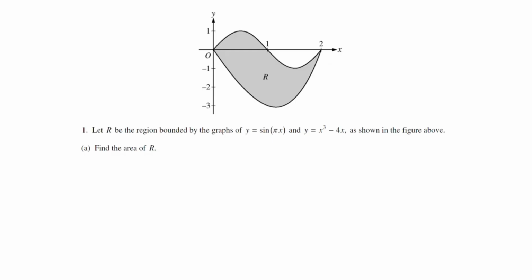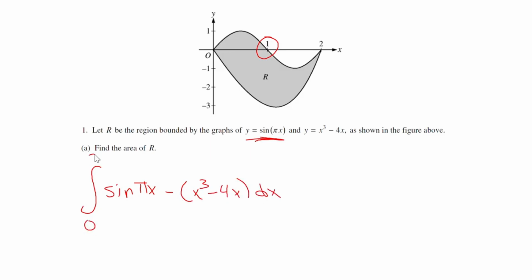That's the calculator problem, so we can just use our calculator to do the integral. We just need to be able to set it up. We can see that the upper function here must be the sine function, because if I plug in 1 to this sine function, I get the sine of pi, which is 0. And if I plug in 1 to this, I get 1 minus 4, which is negative 3, which is clearly down here. So we know the upper function is our sine function, so we're just going to integrate sine pi x minus the quantity x cubed minus 4x dx from the left bound of 0 to the right bound there of 2.